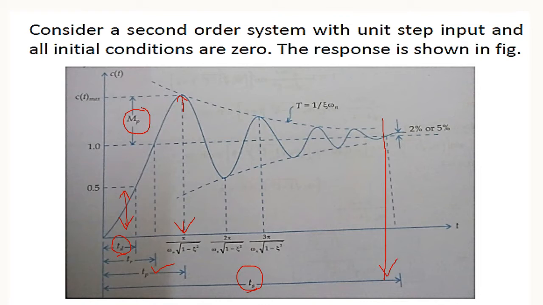Next we have the tolerance. The tolerance has 2% or 5% of the steady state value. Next, the time constant is given by 1 by zeta omega n. This we have derived in the previous session.